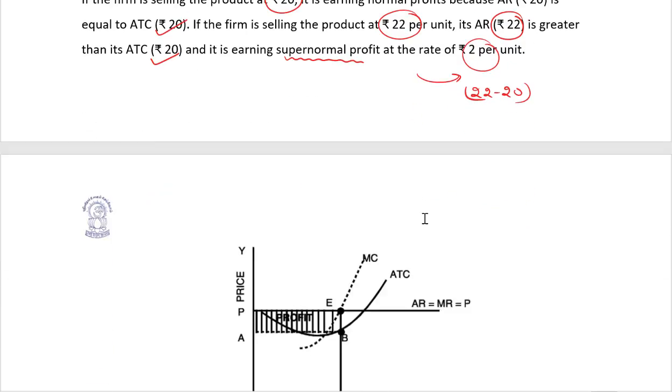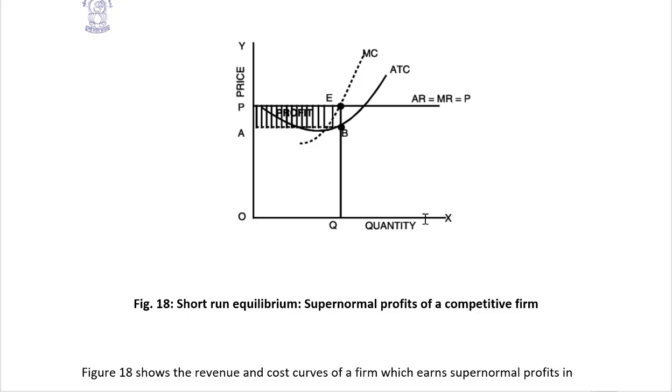See this diagram. Figure 18, short run equilibrium, that is supernormal profits of a competitive firm. This is marginal cost curve, this is average total cost. Over here AR equal to MR equal to P, average revenue equal to marginal revenue equal to price. I believe you understood till here. So this could also be known as equal to D, that is demand.